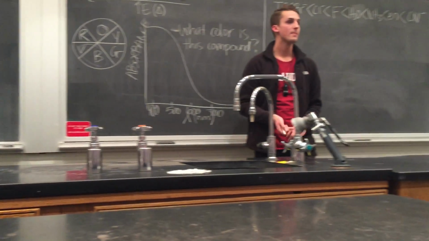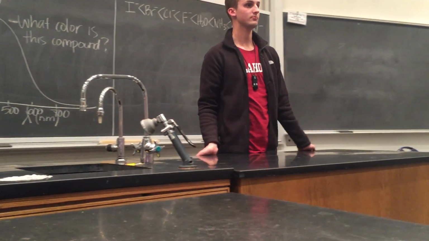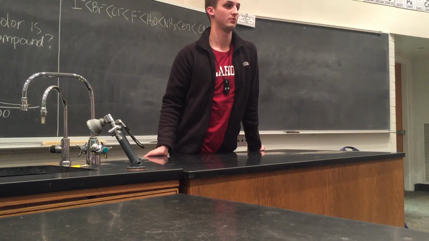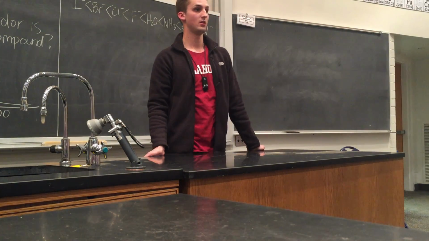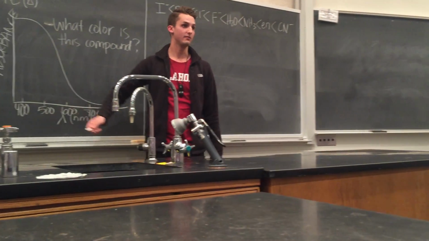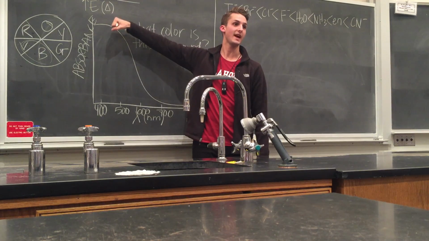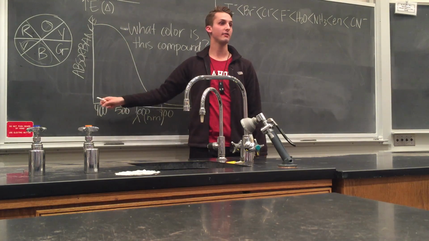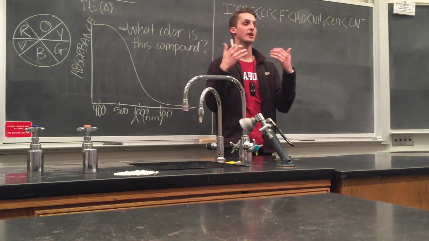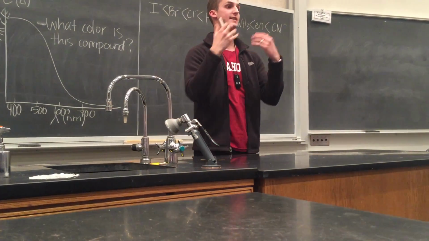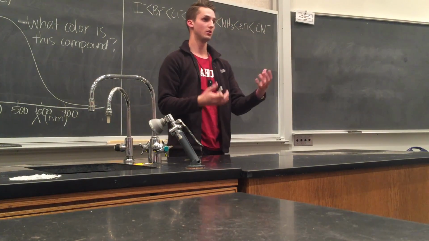You have a question? Yeah. If that graph looked exactly like that, and the y-axis was transmittance, what would the answer be? It would be violet, because if this is transmittance, then the most transmittance is happening in the blue-violet range, and transmittance means that color of light is getting through. So it would look purple to us.